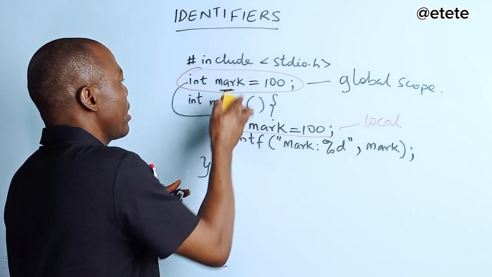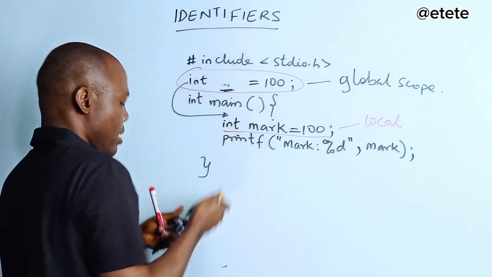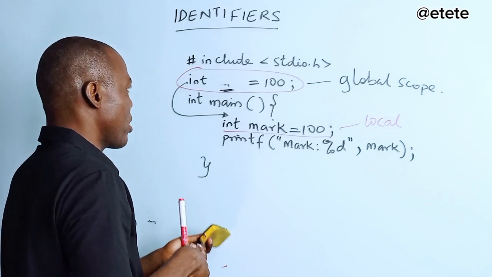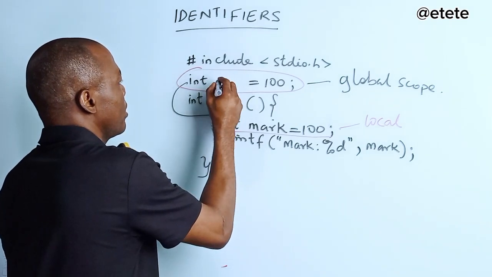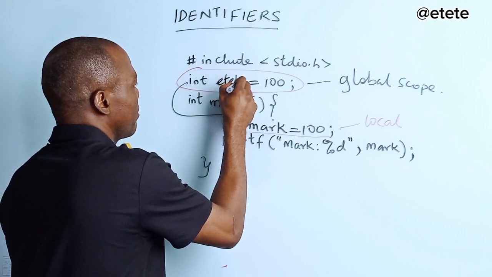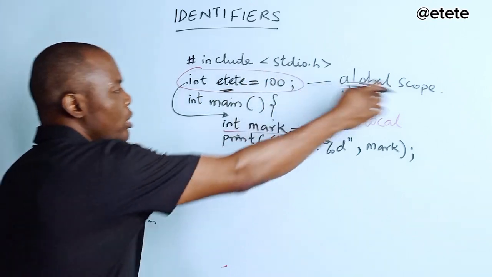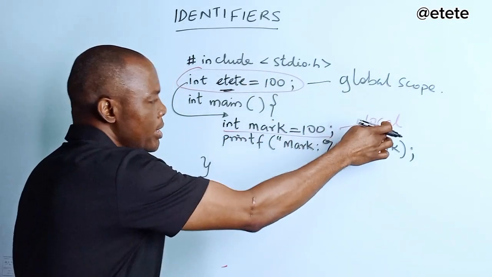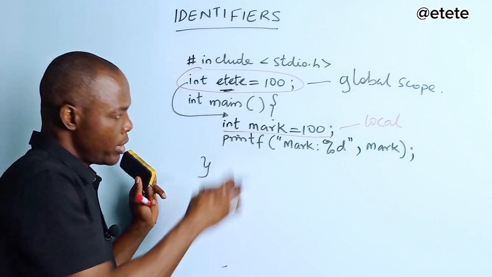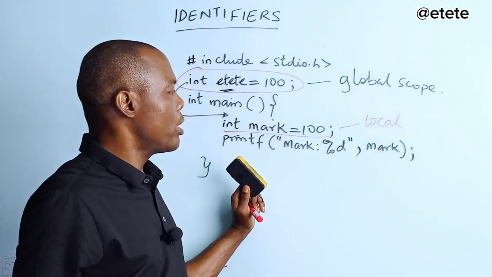So I can come here and call it, say, a tete, right? I can just call it a tete. Just leave it this way. So this is global scope, and then this is a local scope. So that is just what I want to show you in this program.